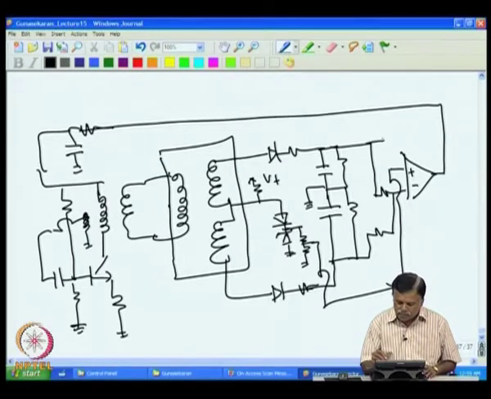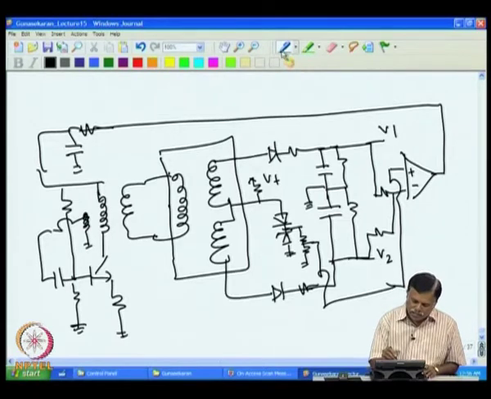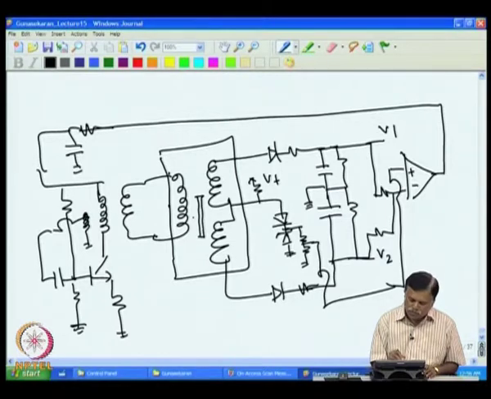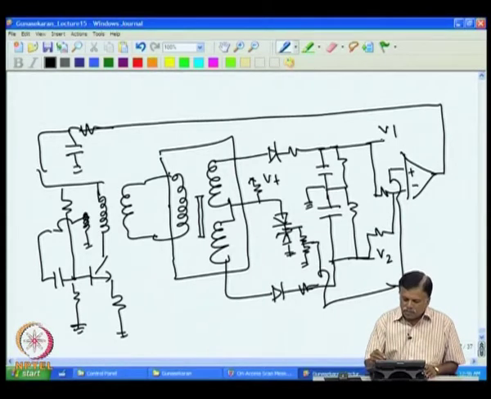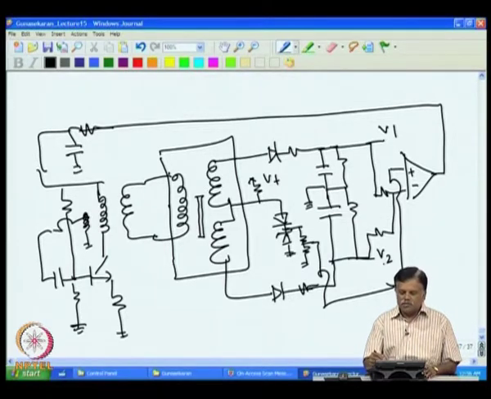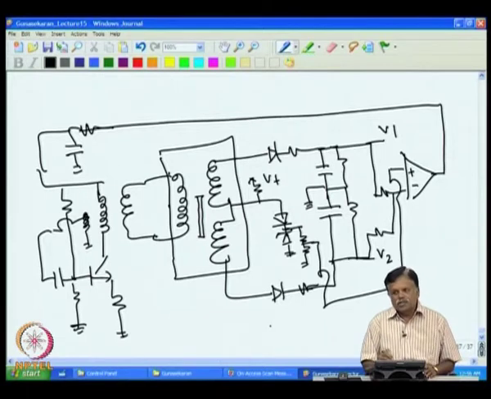Now, if I see this V1 here and V2 here, the difference between V1 and V2 will truly represent the displacement given by the core, because you have the core here. If the core moves, you will find V1 and V2 are changing. For example, if I move the core upwards, V1 will increase and V2 will decrease. If I go downwards, then V1 will decrease, V2 will increase, and this V1 minus V2 now depends only on the movement, not on temperature change of this or of these diodes.